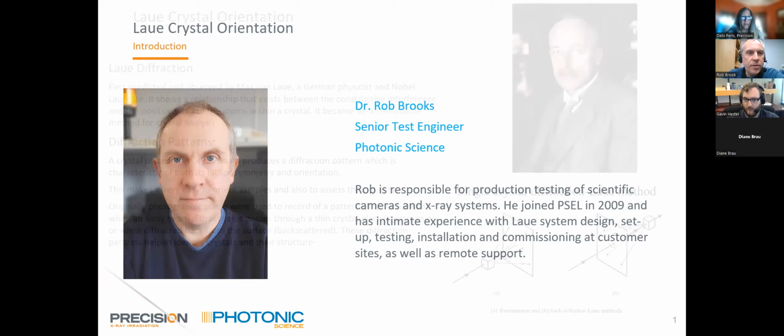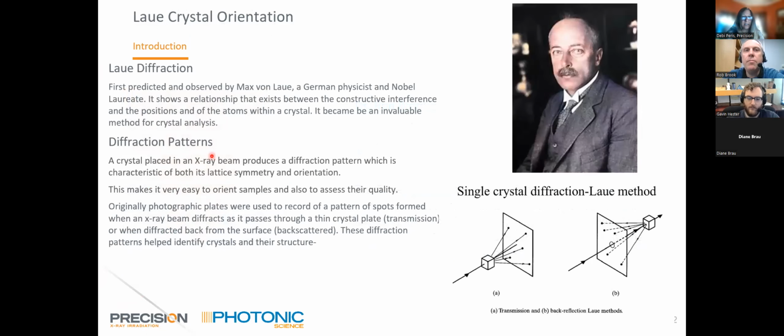So I'm just getting on to the next slide. Here we go. I'm going to say a few things about Laue diffraction generally, and then talk about the systems that we make here at Photonic Science. Laue diffraction is named after Max von Laue, a German physicist. He proposed, predicted and did an experiment to show that if you shine a collimated X-ray beam towards a crystal, the beam will diffract from the planes of atoms in the crystal.